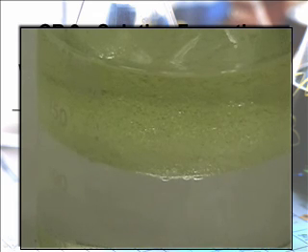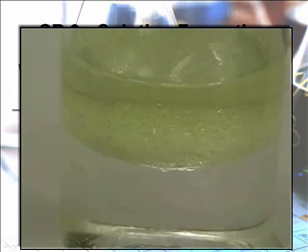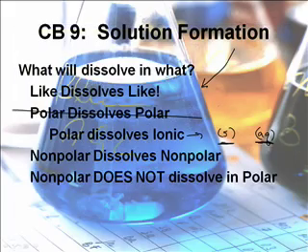So the oil there is non-polar. And if we zoom in just a skosh more, you can see just a blur. You can see the separation between the two. So what makes the difference is the polarity of the substance.